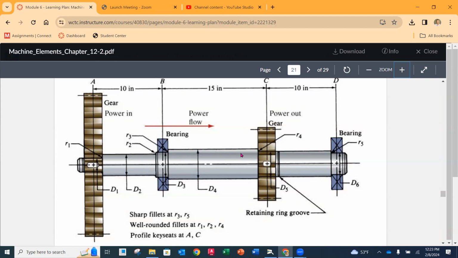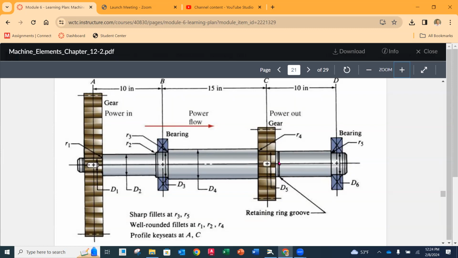Then as we move further and further to the right, you'll notice here that we come upon our next gear. Now this gear, you'll notice that the largest diameter is right in the middle. So we're assembling our bearing at B and our gear at A from the left-hand side, and then we're assembling the gear at C and the bearing at D from the right-hand side. Okay, so again, kind of thinking about the assembly process.